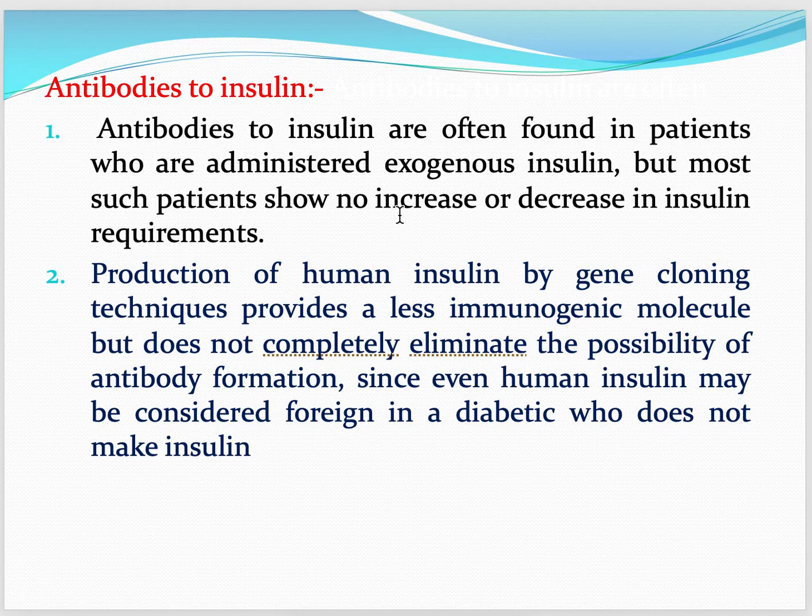For example, if we produce human insulin by gene cloning techniques, a less immunogenic reaction occurs. However, even this way does not completely eliminate the possibility of antibody formation, because even for insulin produced by gene cloning, our body can still recognize it as foreign, and if our body recognizes it as foreign, it will produce antibodies against it.